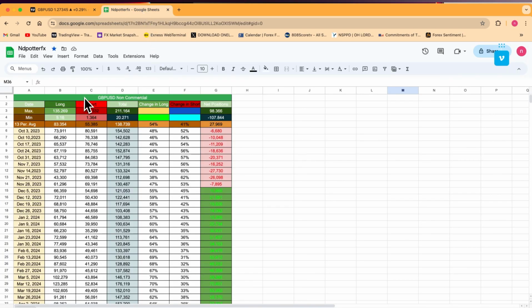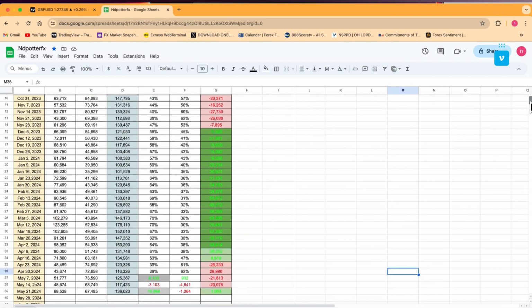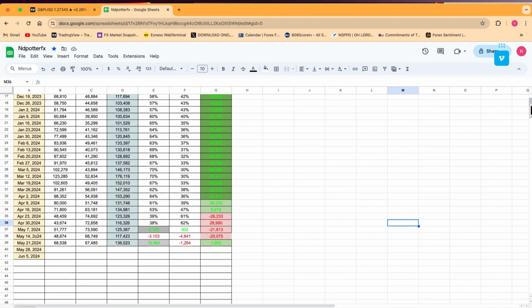So this is my spreadsheet, and if you look here, you will see it says GBPUSD non-commercial. I designed it in a way that I have long, short, total position, change in long, change in short, and their net position. I list it like this. And if you look, I've been collecting this data since October 3, 2023. Let's quickly go down to where the market is currently.